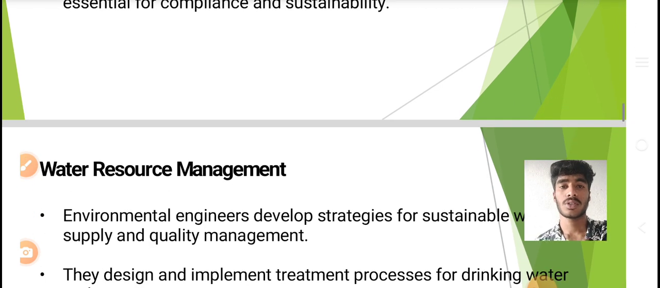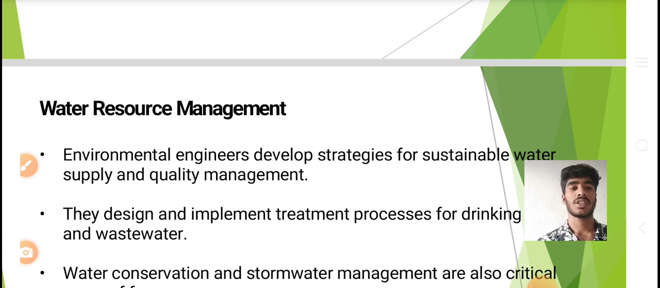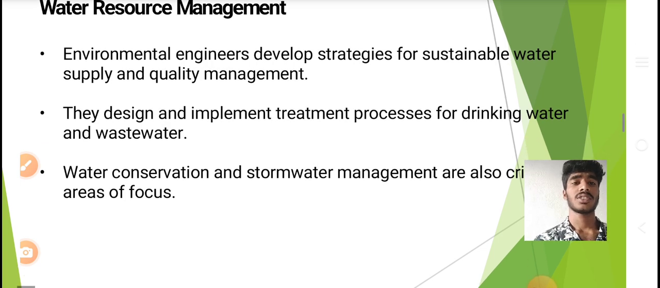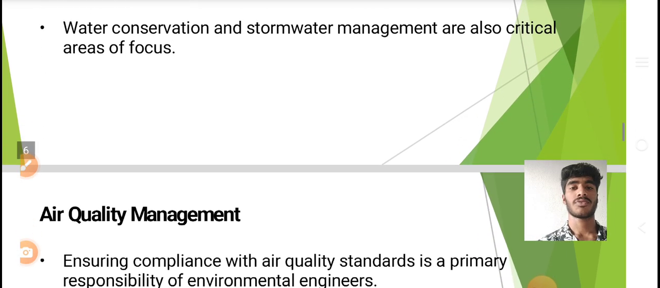Now we'll talk about water resources management. Environmental engineers develop strategies for sustainable water supply and quality management. They design and implement treatment processes for drinking water and wastewater. Water conservation and smart water management are applied in agricultural areas as well.